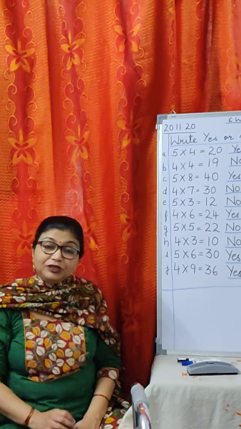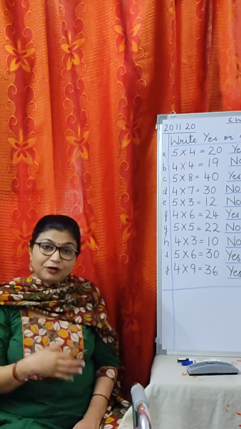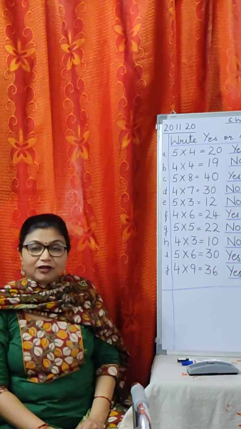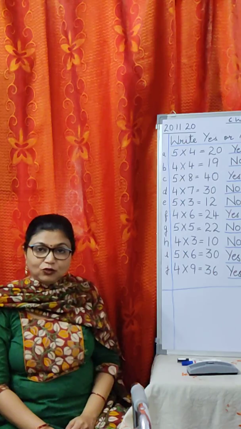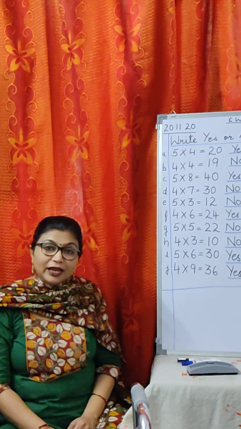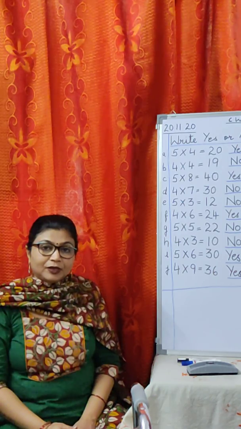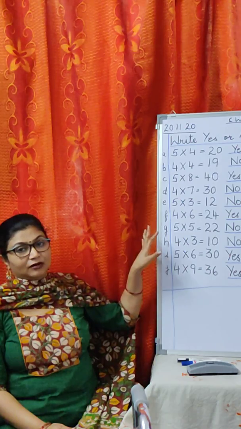You should be thorough with your tables because whenever ma'am asks you from in between, like 4 threes are, you should be able to say 12. 5 sixes are, you should be able to say the answer, 30. Okay. So if you know your tables well, you can do the dodging tables very well. So learn your tables well and do the work neatly like ma'am has done.